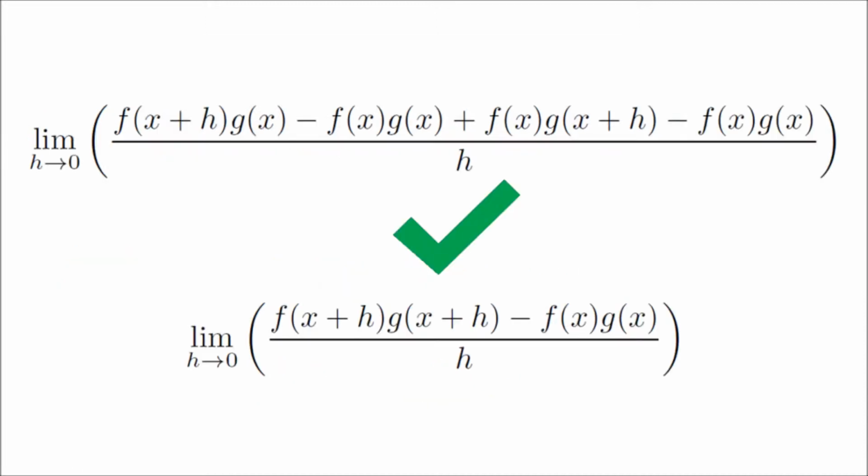So we showed that the derivative of f of x times g of x plus f of x times the derivative of g of x is equal to the derivative of f of x times g of x, which is what we set out to show.